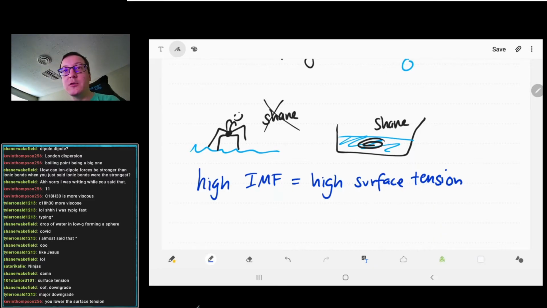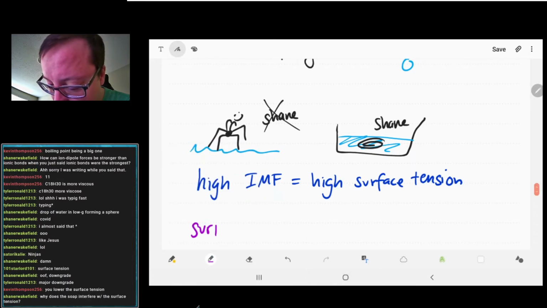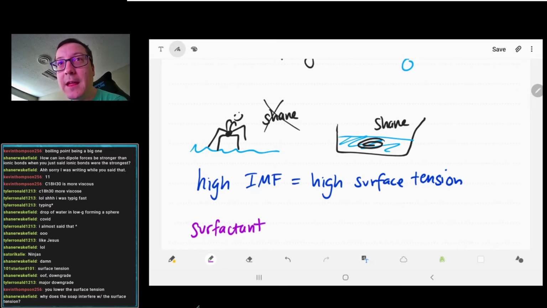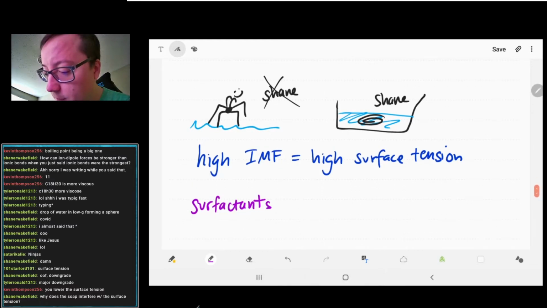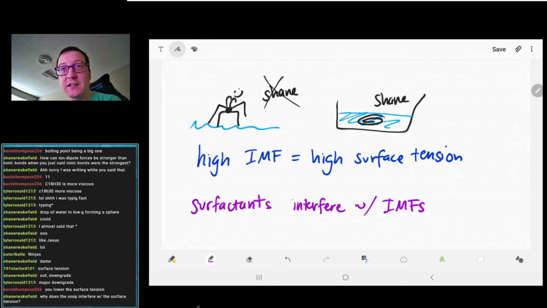And so again, surfactants would minimize that. Notice it has the word surface in it. Aha! Surfactants are substances that interfere with intermolecular forces. And so if you add a surfactant to your water, like soap, for example, that will mess with your intermolecular forces, and that's going to ruin your surface tension.